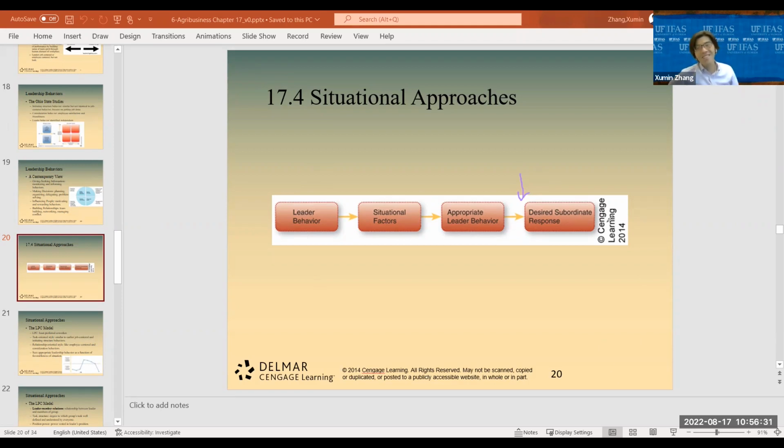You can get the desired subordinate's response. I leave this aside because it can be effective, it can be ineffective. Remember, we have talked about the commitment response, the compliance response, the resistance response. Consider the situational factors. The situational factors can be the environment, who the subordinates are, your relation. And then you apply different leadership behavior.